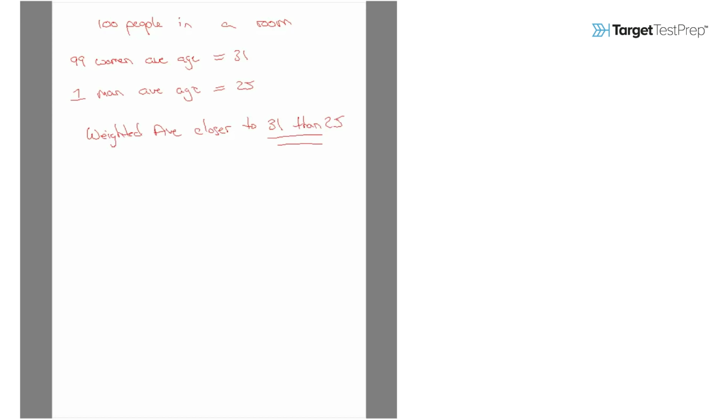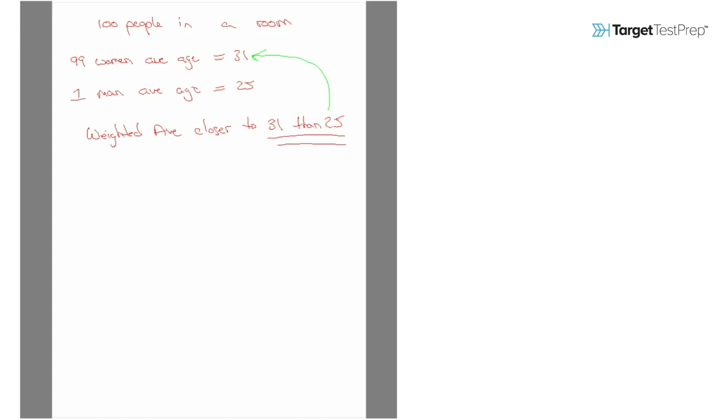Now, based on how weighted averages work, because there are many, many more women and their age is 31, and there's only one man, the average is going to have to be closer to 31 because that's where the higher quantity is rather than 25.